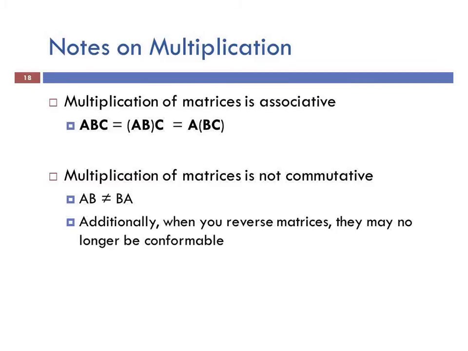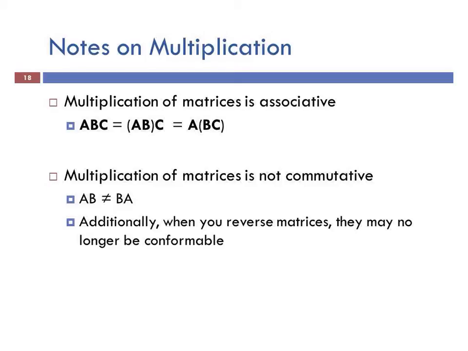One of the notes you have to know about multiplication is that it is associative, just like you're used to with normal multiplication. So if you wanted to multiply matrix A by B by C, you could multiply A by B first and then multiply by C, or you can multiply B by C first and then multiply by A, and the results will all be the same. The resulting matrix C will all be the same.